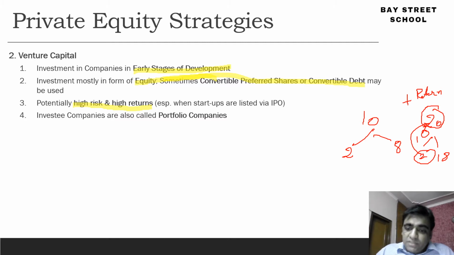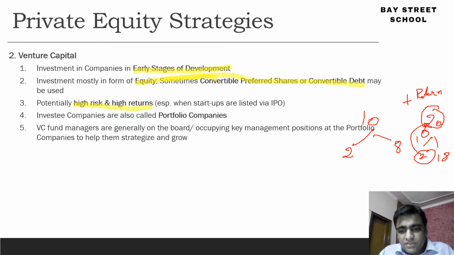Investee companies. Investee companies are essentially the companies that you invest money in from private equity funds. They're also called portfolio companies. This is just jargon, just to know.